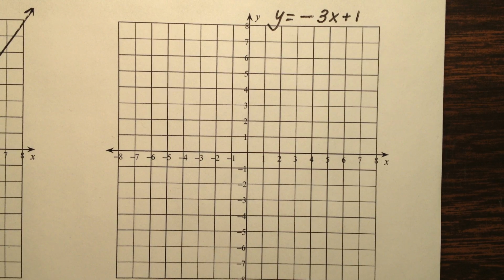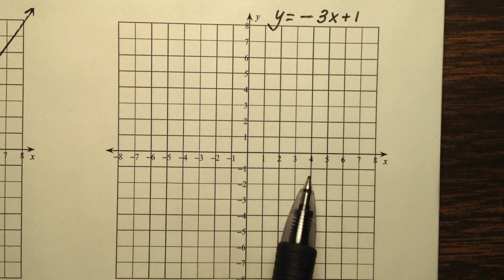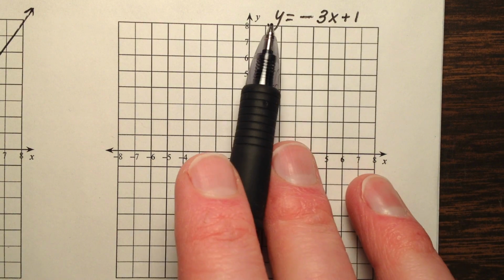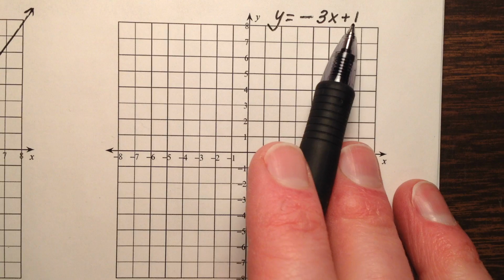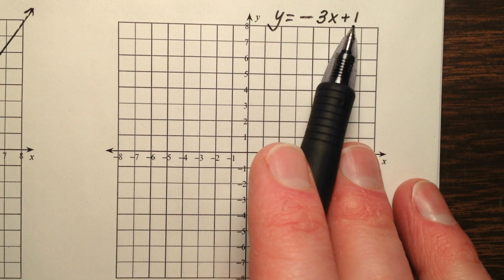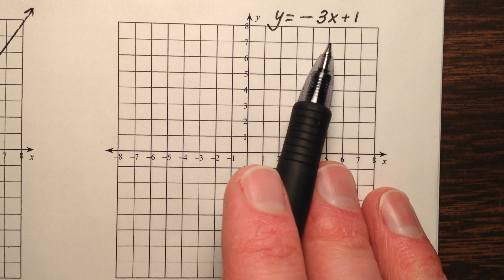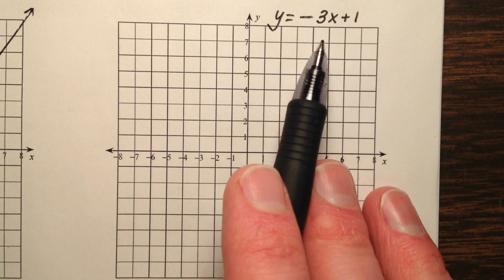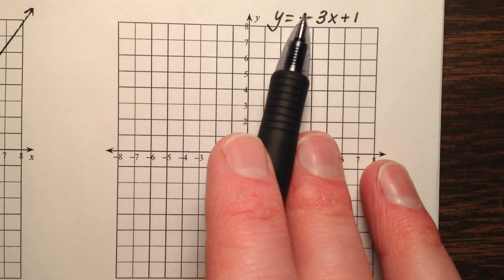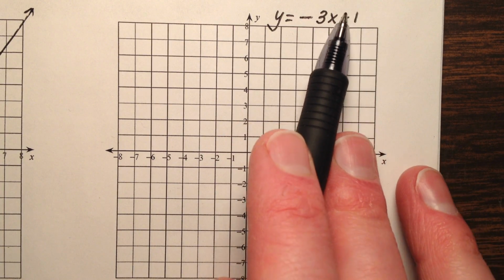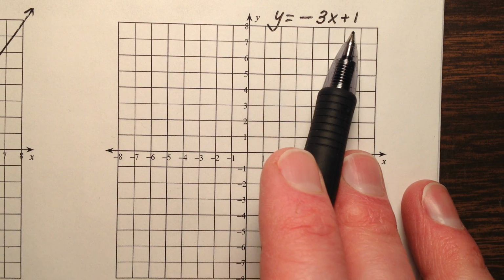In this example, we're going to graph a line, and the equation of that line is given to us in slope-intercept form, y equals negative 3x plus 1. So the two pieces of information that we need to get from this equation in slope-intercept form are going to be the slope, which is negative 3 because it's the coefficient of my x, and then the y-intercept, which is the constant, kind of comes along for the ride back here.